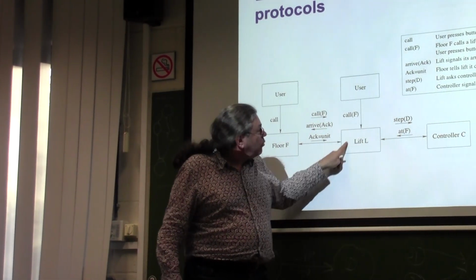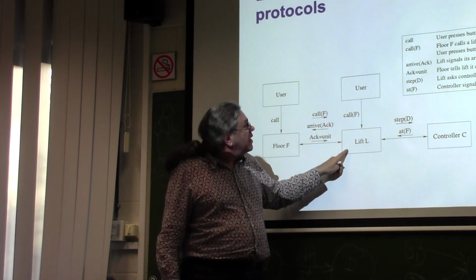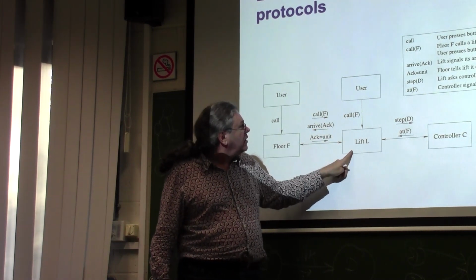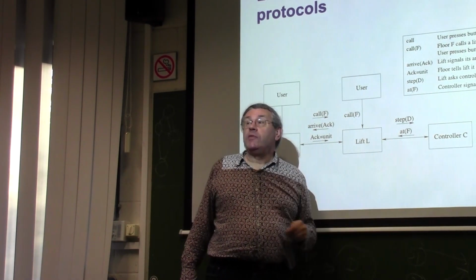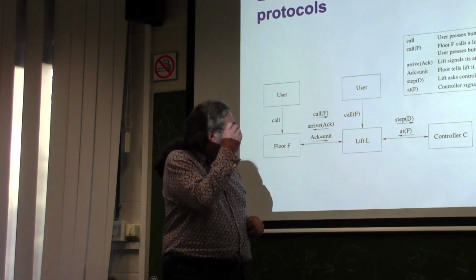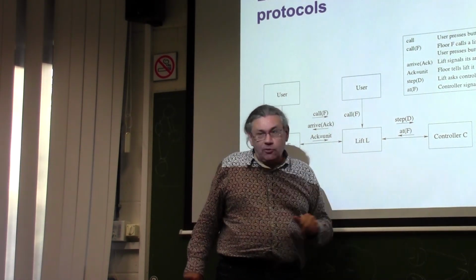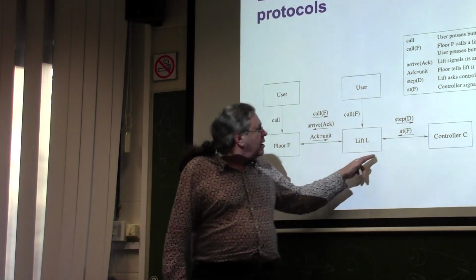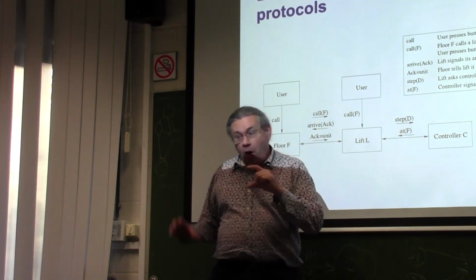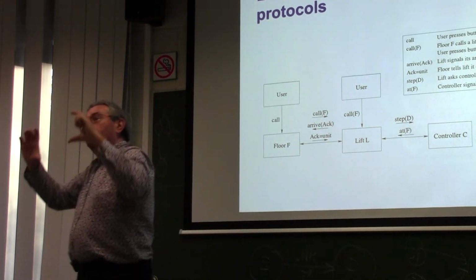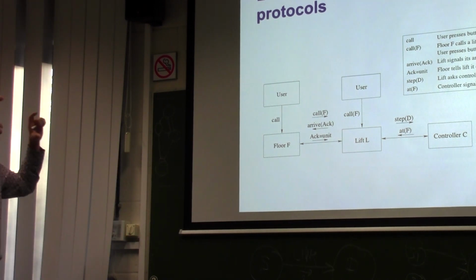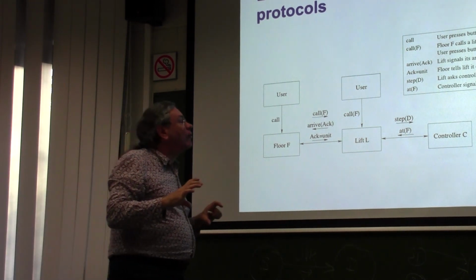So the lift knows where it wants to go. The lift knows that from all the calls and so on. But the controller is the one that makes the lift move. So we're going to model the controller in a simple way here. The controller will only move 1 floor at a time. It will move the lift up 1 floor or down 1 floor.